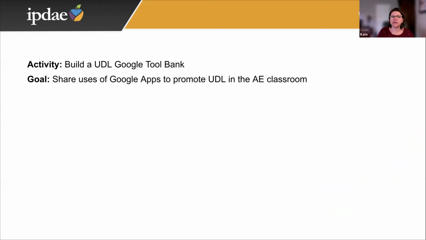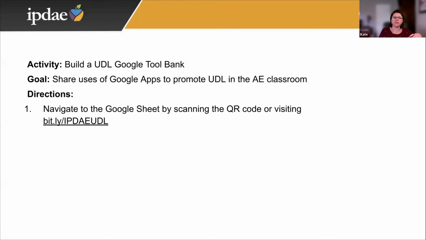So I want to build a UDL Google Tool Bank. This is going to give you guys an opportunity to engage a little bit with what we've been saying, to process all the tons of information I've just given you. Our goal here is to share uses of Google Apps to promote universal design for learning in the adult education classroom. I'm going to have everybody navigate to this Google Sheet. We are going to collaborate in real time on a Google Sheet, just the way I do with my students.